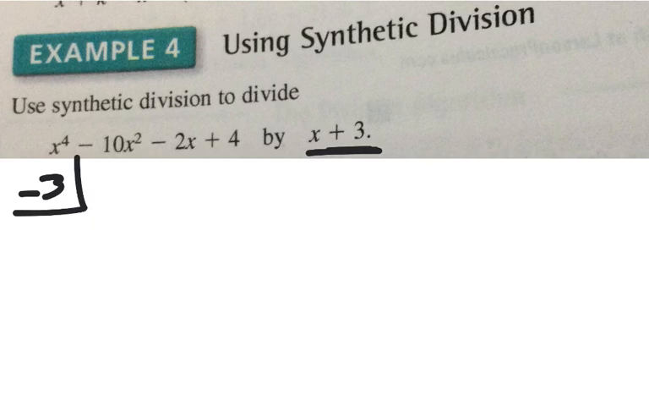Then all we do is we write down the coefficients, and we have to make sure we go in decreasing order by the powers. So my x to the 4th term is 1. X to the 3rd term is not there, so I have to put a 0 as a placeholder. X to the 2nd is negative 10. X to the 1st is negative 2. And then my constant is 4.